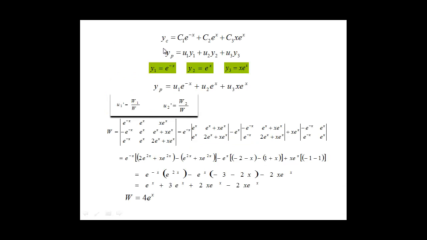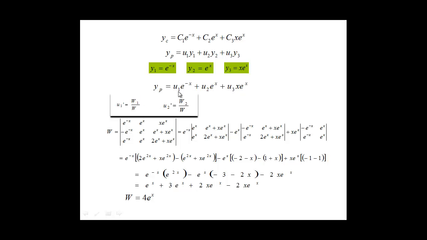From our complementary function, we change our parameters c sub 1, c sub 2, and c sub 3 by functions of x, we say u sub 1, u sub 2, and u sub 3. Then we require y is equal to u sub 1 times y sub 1 plus u sub 2 times y sub 2 plus u sub 3 times y sub 3. Using these three linearly independent solutions, y sub 1 equal to e to the negative x, y sub 2 equal to e to x, and y sub 3 which is equal to x e to the x, we set y equal to u sub 1 e to the negative x plus u sub 2 e to x plus u sub 3 x e to x.